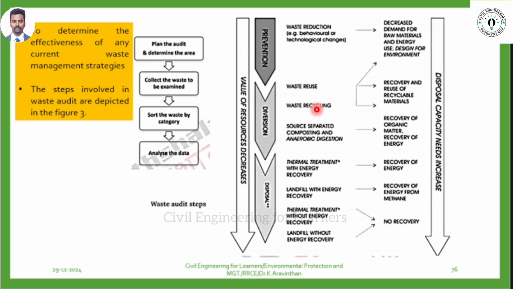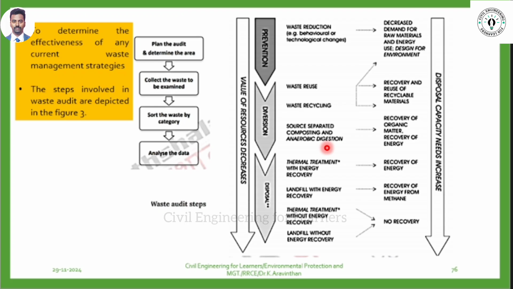Some plastics are recyclable. What they do is, during the waste audit, they separate all the waste, and if it is recyclable, they will take it into a recycling plant. And source separated, composting and anaerobic digestion. That means whatever decomposable things are there, they will take into decomposition. While decomposition, what can they manufacture? Methane gas. How is methane gas manufactured?